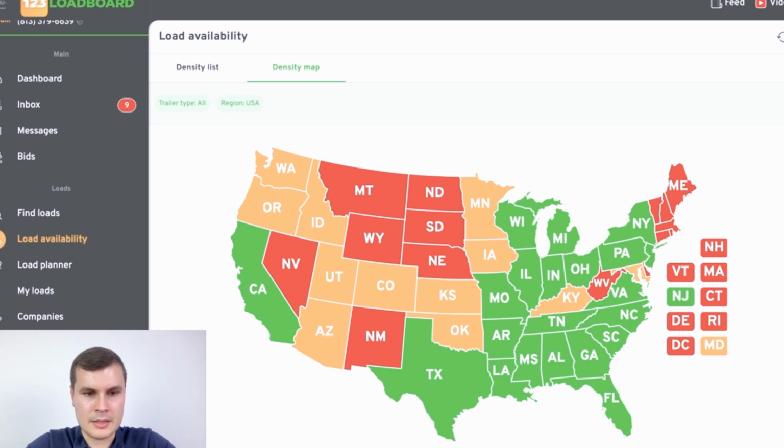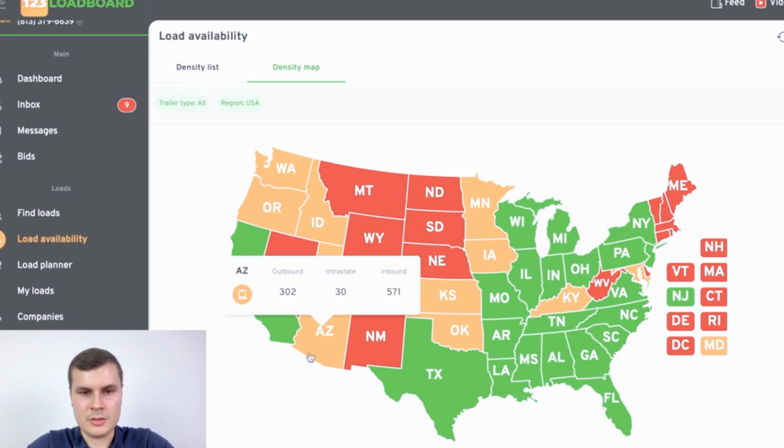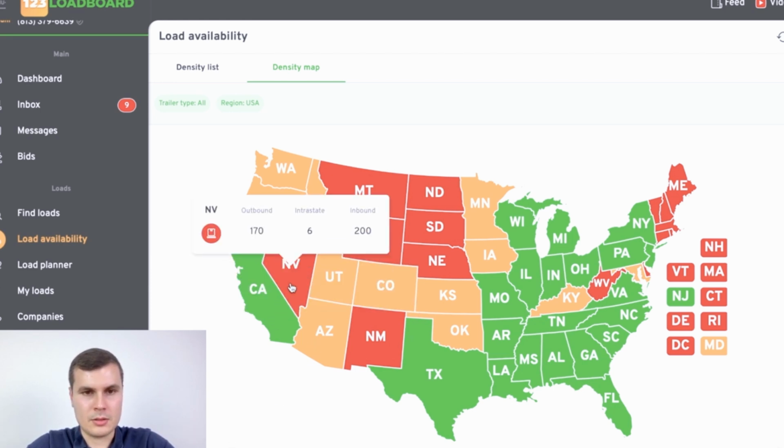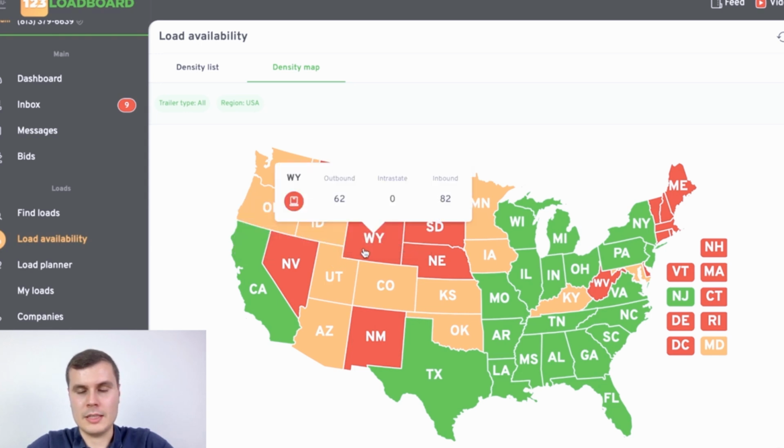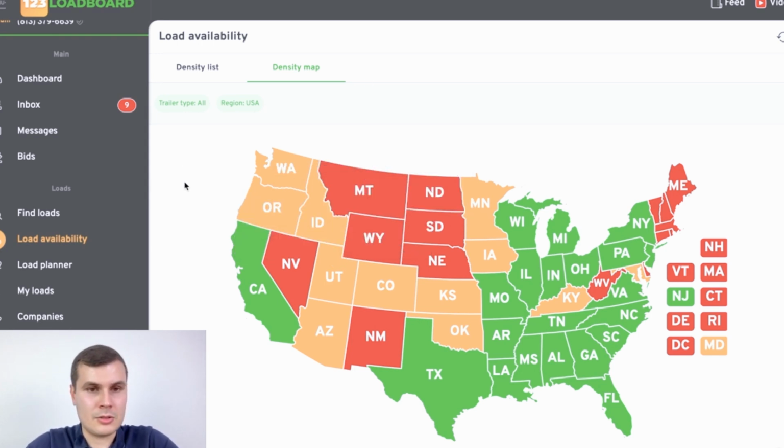Medium is orange, means loads are slightly limited. And then red, low, loads are limited. And then once again, I can just go to each state and it will show me the in and out ratio. Very similar to DAT.